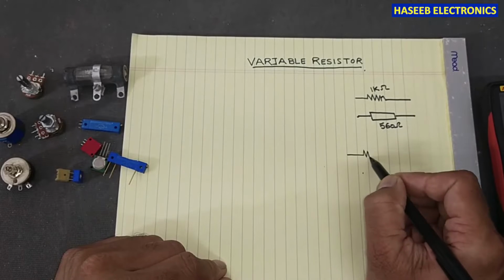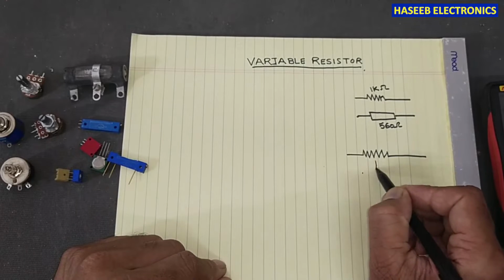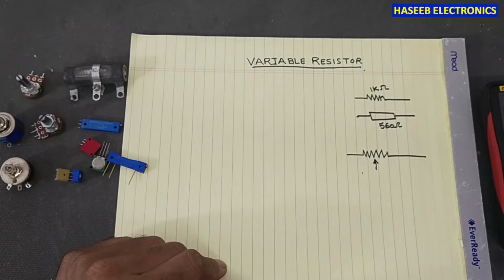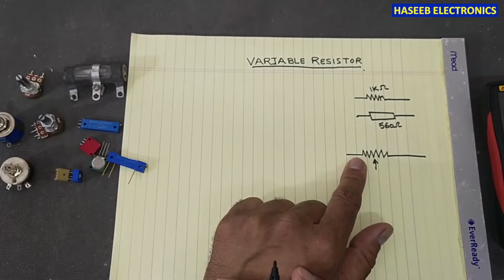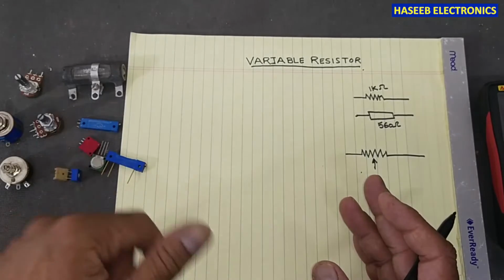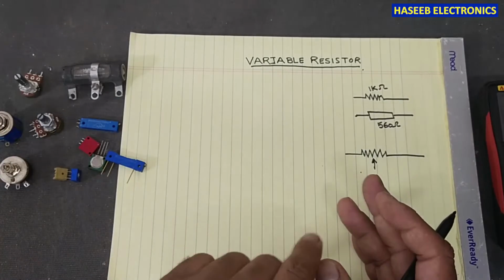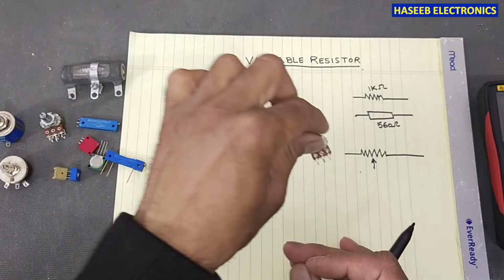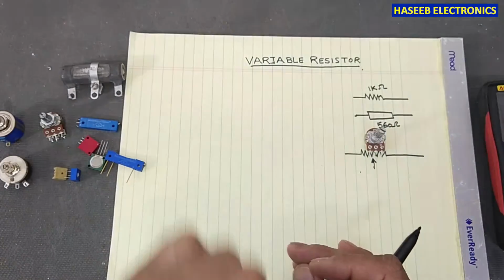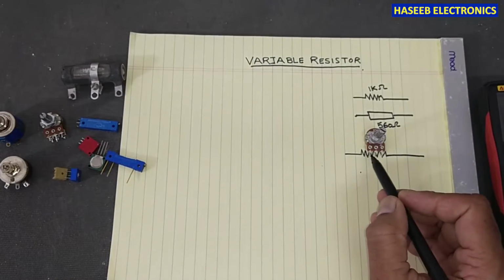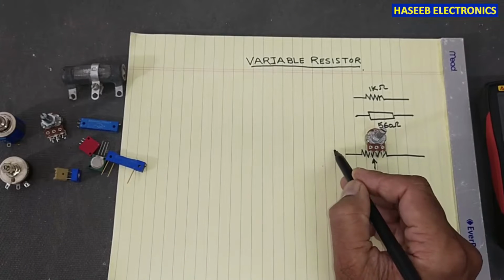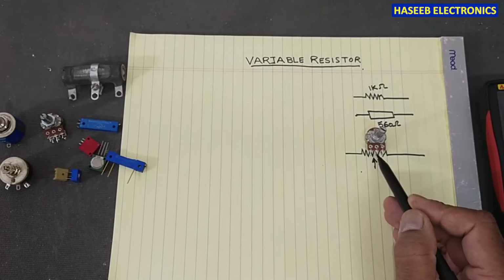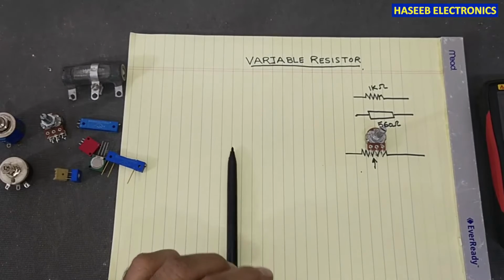Simply, this is a variable resistance. Either it is a potentiometer or a rheostat. We will discuss what is a potentiometer and what is a rheostat. When we see this potentiometer, it has three terminals: 1, 2, and 3. The third terminal is the output terminal, which is called the slider arm.